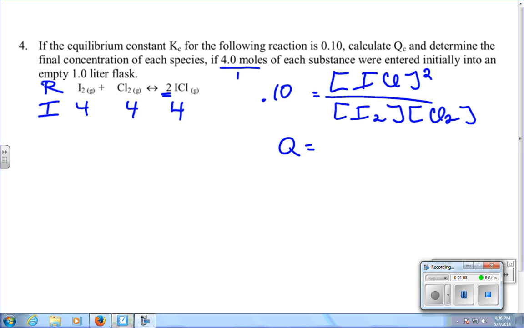just what my initial concentrations are, which are 4. So I know I'm going to have 4 squared divided by 4 times 4, which is also 4 squared. So I know that Q is 1. Well, how does that compare to K, which is 0.1?